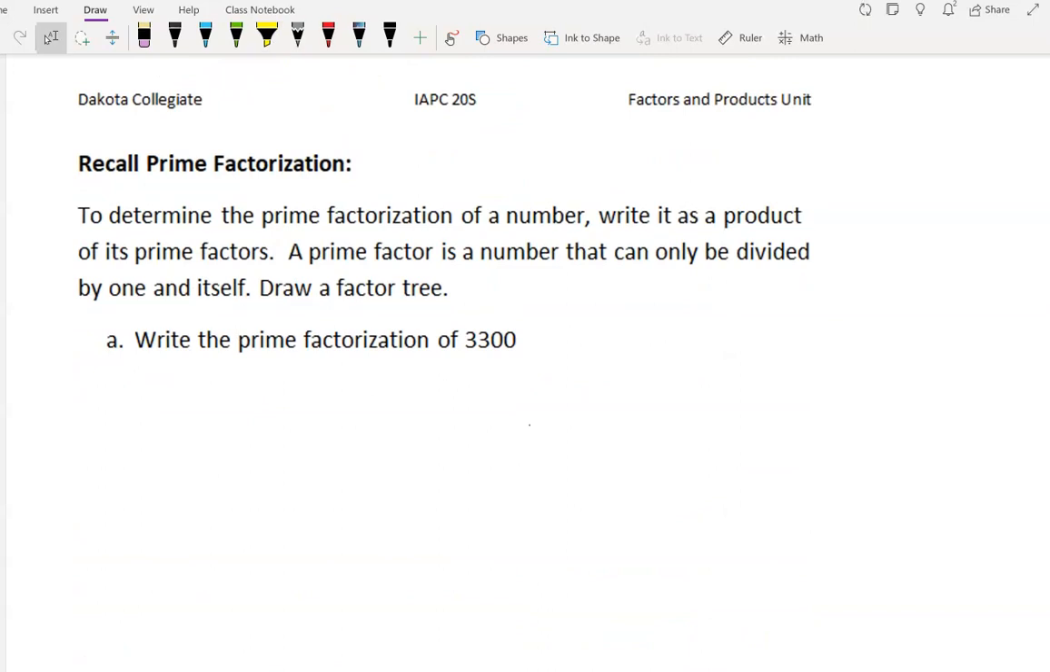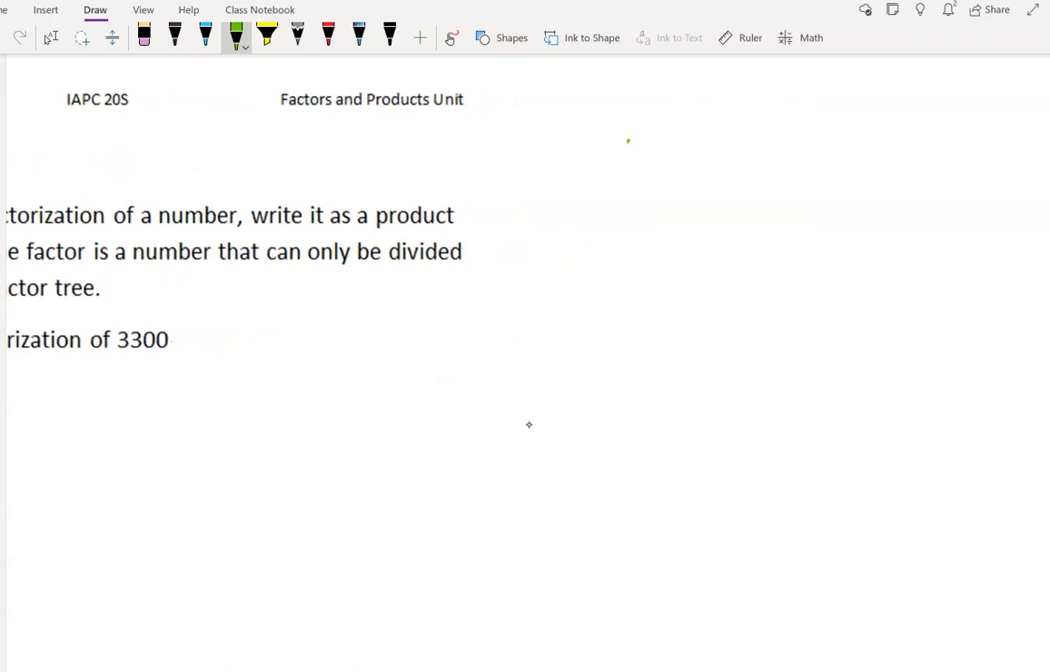Recall prime factorization. To determine the prime factorization of a number, write it as a product of its prime factors. Do you guys remember what the definition of a prime number is? Okay, let's go over here and make sure we know what this is. What is a prime number? A prime number is a number that only has two factors. Only two. And they are 1 and itself.